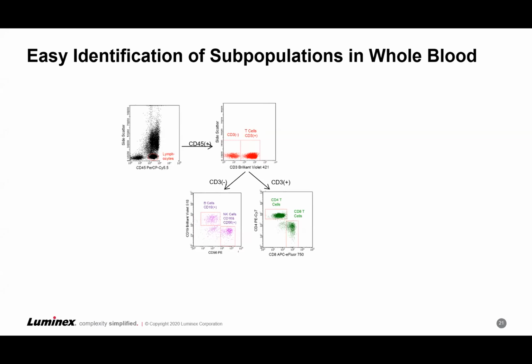A CD3 positive gate was used to identify the CD4 positive and CD8 positive T cells. While on the negative CD3 cells, they were then plotted using CD19 to find B cells and CD16 and 56 to find our NK cells. As the figure shows, separation is easily visible and all major populations can clearly be distinguished.